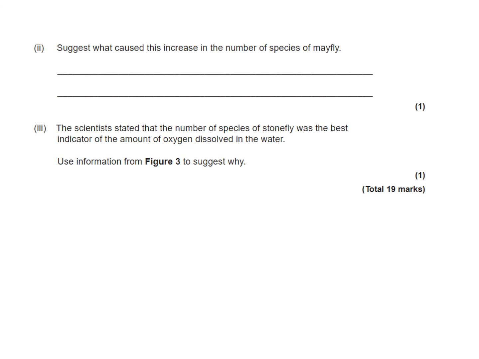Finally, the scientists stated that the number of species of stonefly was the best indicator of the amount of oxygen dissolved in the water. You might have to go back to this graph here, just rewind your video a little bit and pause me, tell me to shut up for a second, okay? Because you might have to go back and look at that graph again and say, right, okay, well, what information from the graph suggests that the stonefly was the best indicator of the amount of oxygen dissolved in the water? Where were they and where weren't they? Where can you find them and can't you find them? So I would be pausing the video now while you write your answers down.